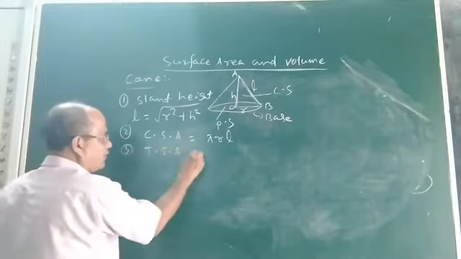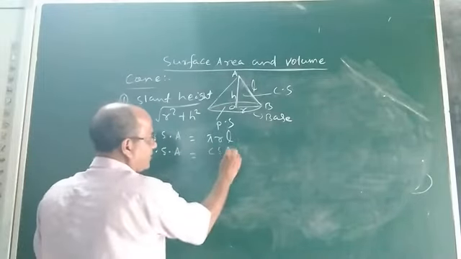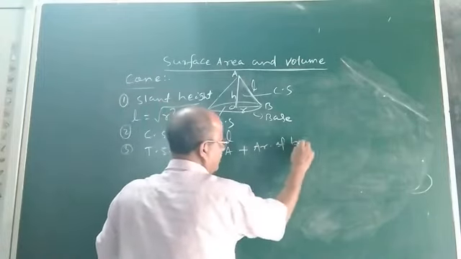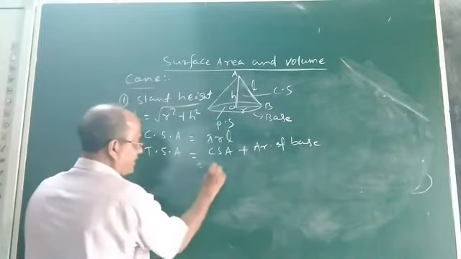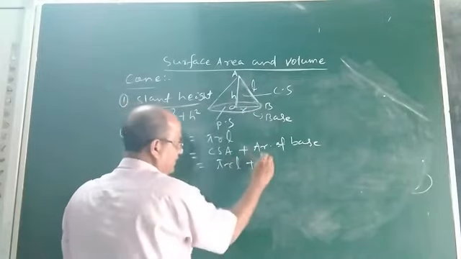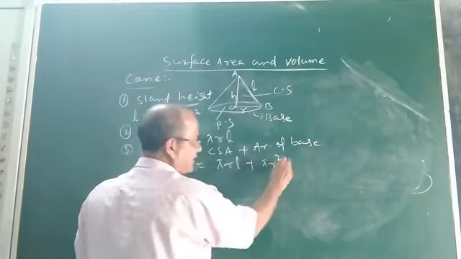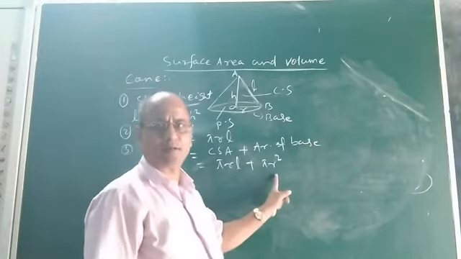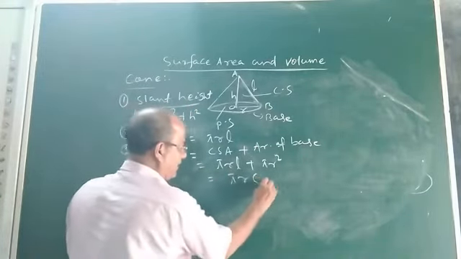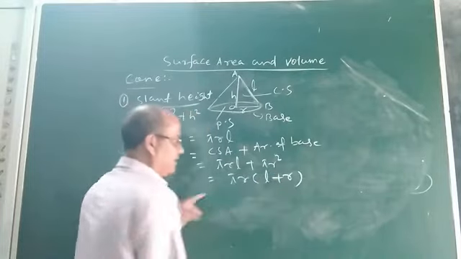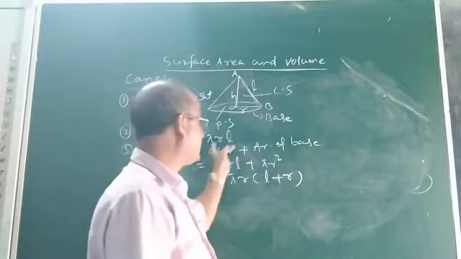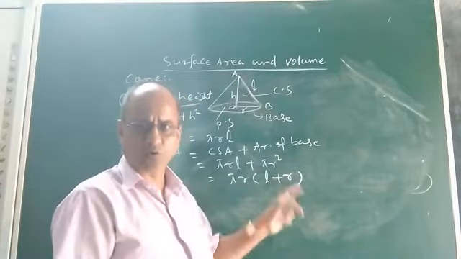Then what is the total surface area? The total surface area of a cone will be the curved surface area plus the area of the base. The curved surface area is pi r L, plus the area of the base, which is a circle, so it is pi r square. The area of a circle is pi r square. Now if you take pi r common, it will be pi r into L plus r. This is the formula to find the total surface area of a cone.